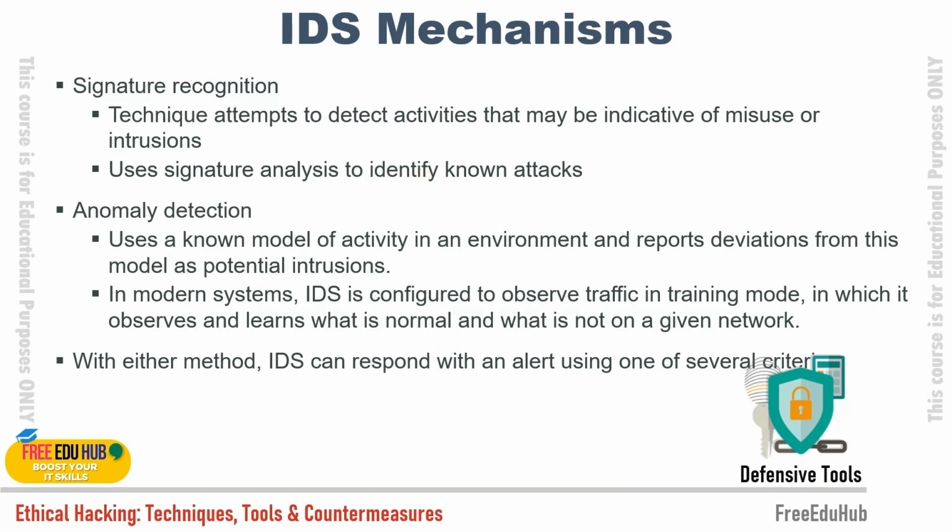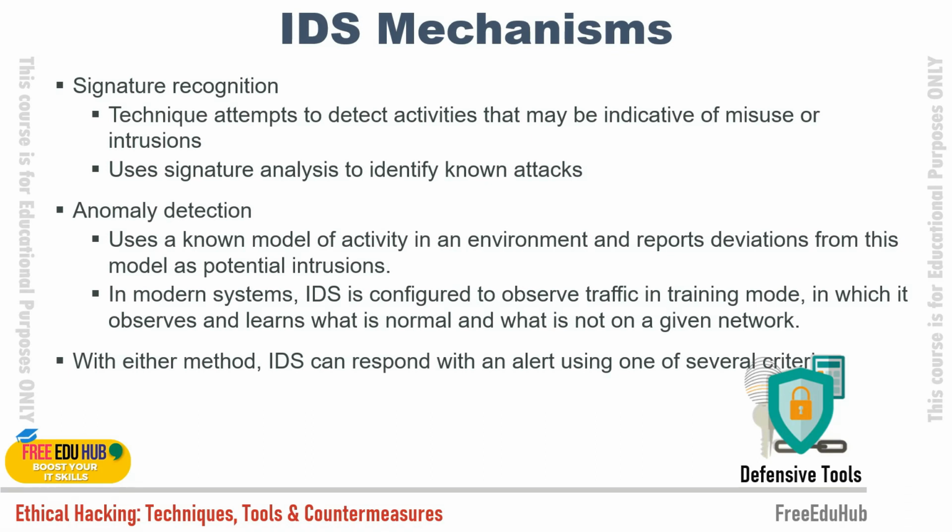On the other hand, we have anomaly detection. Anomaly detection focuses on detecting deviations from the known model of normal activity in an environment. The system owner creates this model based on their understanding of what is typically accessed and the expected behavior on the network. In modern systems, IDS can be configured to observe the network traffic in a training mode to learn what is considered normal and abnormal within a given network. Any deviation from the established model flags a potential intrusion and triggers alerts to the administrators.